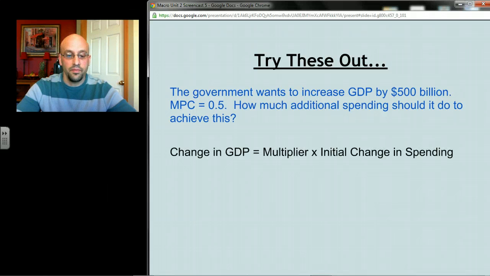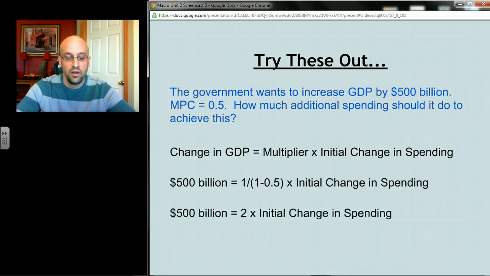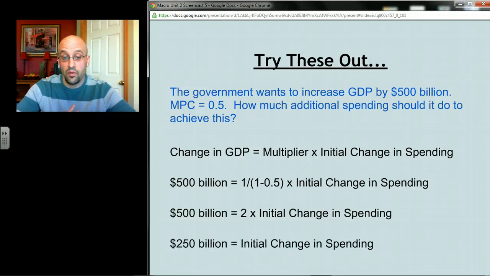All right, here's the formula. This time we're solving for that initial change in spending, right? We know what we want the change in GDP to be, and we know what the multiplier is going to be once we plug in MPC. We just have to figure out that change in spending. Here the multiplier is going to be 2, which means that if they want GDP to go up by 500 billion, they can just spend 250 billion and theoretically make that happen. All right, that's it for this one. Next time, a couple different kinds of multipliers.